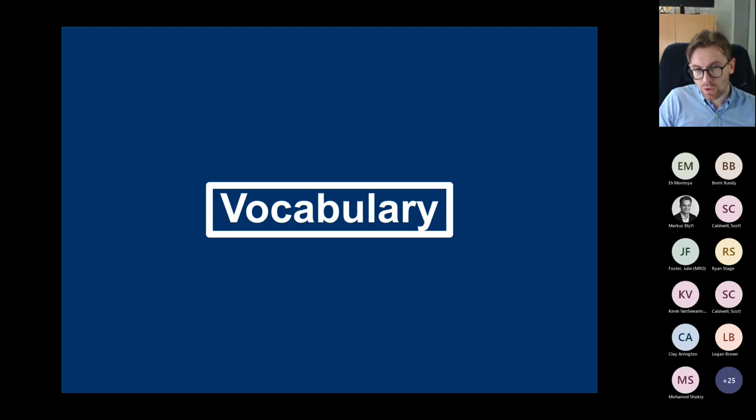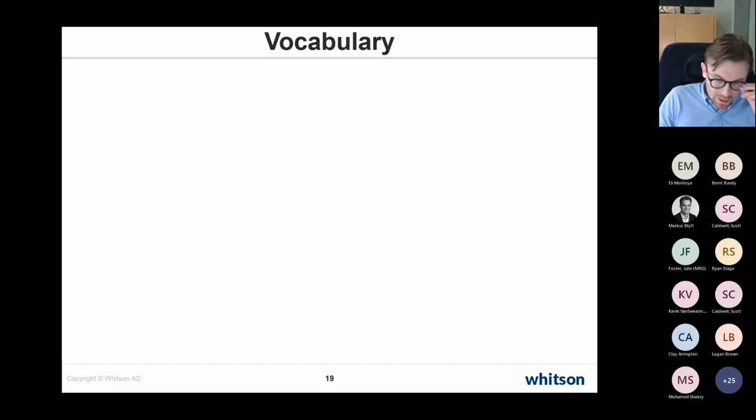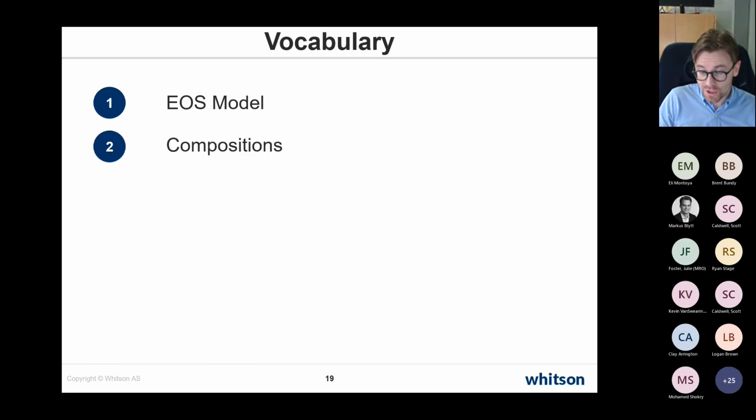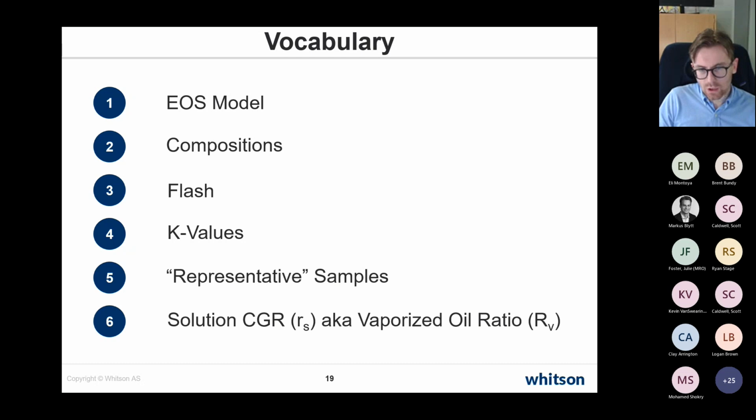So the first thing we'll go ahead and do is to introduce I think 6 or 7 key buzzwords that you'll hear around the course today, so that you've seen it once before we actually go into talk about it in more depth. The different words that you'll hear a lot are EOS model, which means an equation of state model. We'll go through this quickly. Compositions, flash, something called K values, representative samples, and solution CGR, also known as vaporized oil ratio.